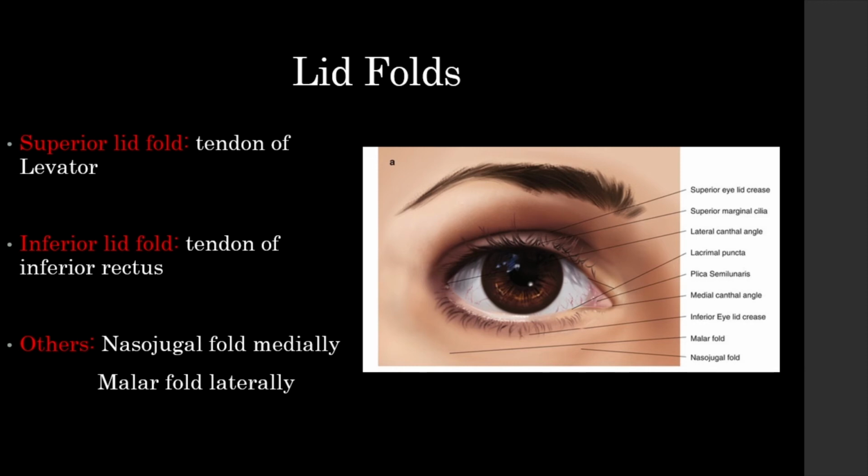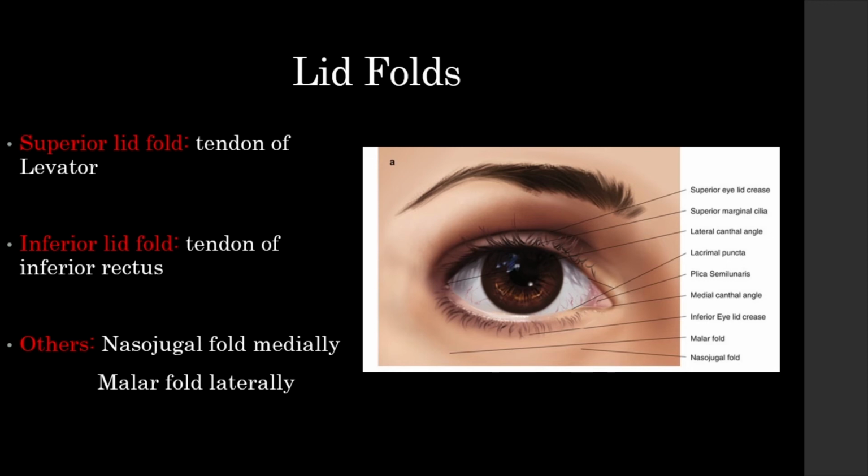It is not the tendon actually, it's the levator aponeurosis that we call. Yes. Okay, and it's not the tendon of inferior rectus muscle. What is it that forms the inferior lid fold? I'm sorry, I missed that. Okay, while checking the slides. What forms the inferior lid crease? So it's the capsulopalpebral fascia. Okay. And the nasojugal fold medially and the malar fold laterally, they form the junction between the lid skin and the denser tissues of the cheek.